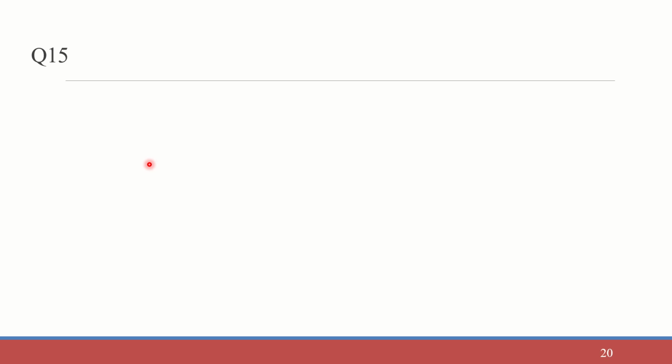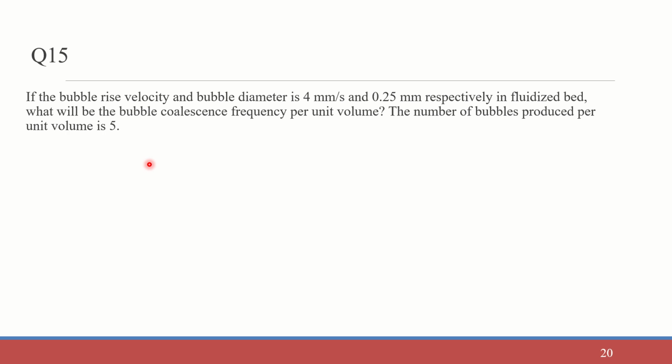In question 15 it is asked: if the bubble rise velocity and bubble diameter are 4 mm per second and 0.25 mm respectively in a fluidized bed, what will be the bubble coalescence frequency per unit volume? The number of bubbles produced per unit volume is 5. So what is given? Bubble rise velocity is 4 mm per second and bubble diameter is 0.25 mm inside the fluidized bed. What is the bubble coalescence frequency per unit volume, if the number of bubbles produced per unit volume is 5?